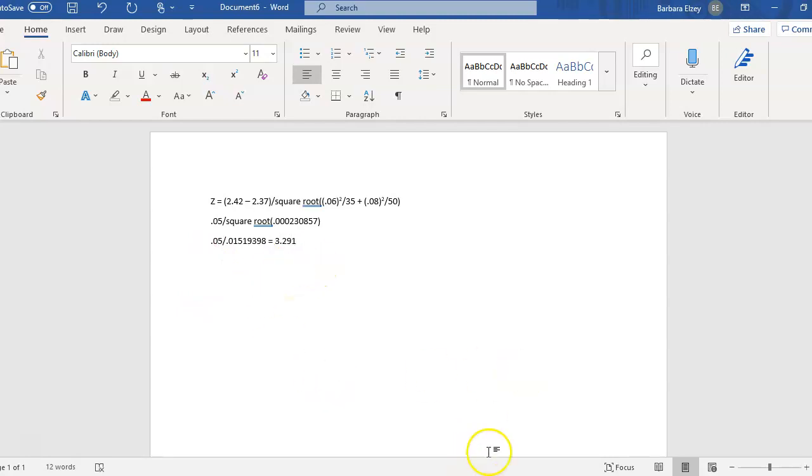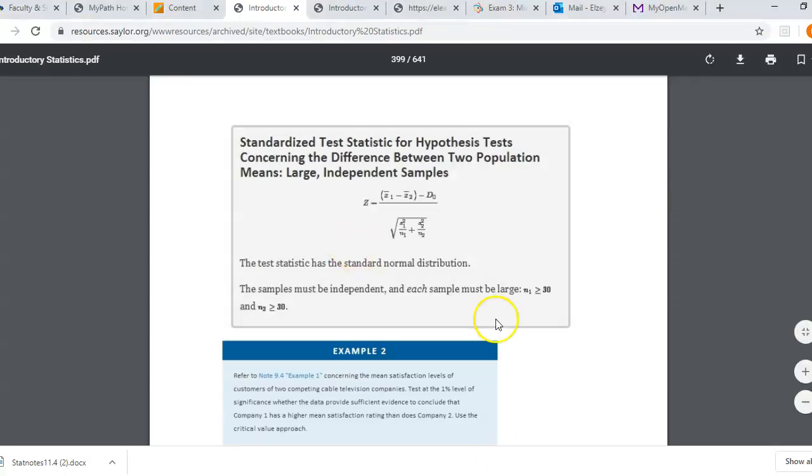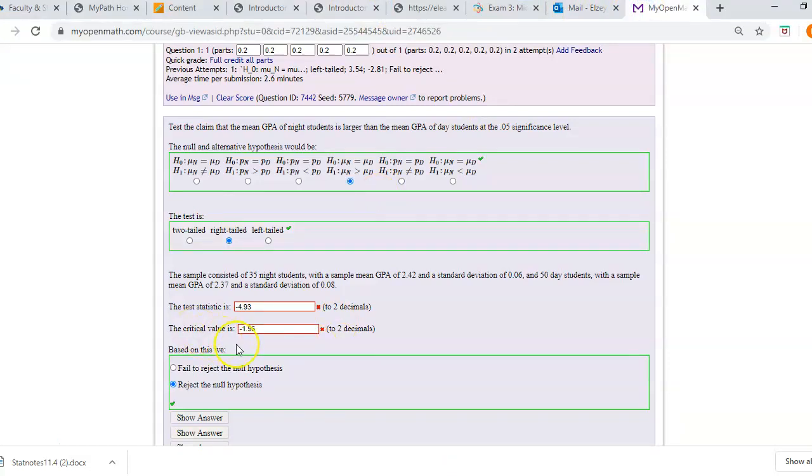Now let's get the critical value. Go back here for a second. All right, so our critical value. Now this is a right-tailed test, and we have an alpha significance level of 0.05. So since it's right-tailed, we must subtract that from 1.